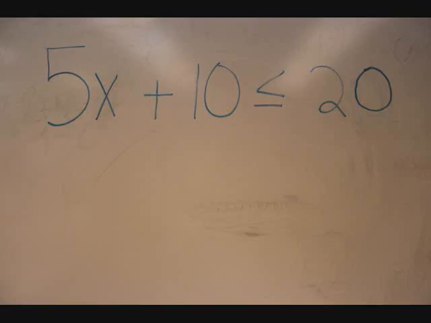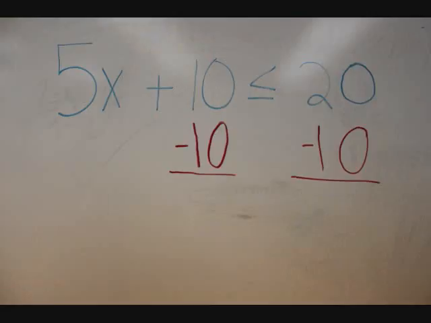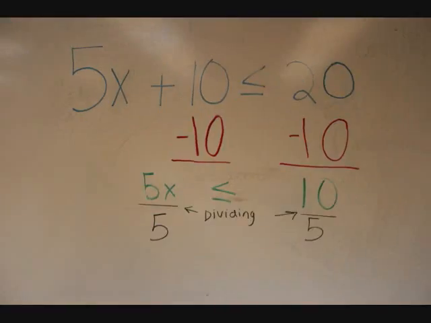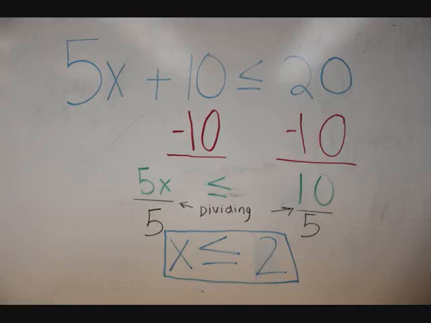In this next problem, you have 5x plus 10 is less than or equal to 20. You want to subtract 10 from both sides so that you can have the x on one side and the number on the other. You bring your equation down, which leaves you with 5x is less than or equal to 10. You divide by 5 on both sides, which gives you x is less than or equal to 2.